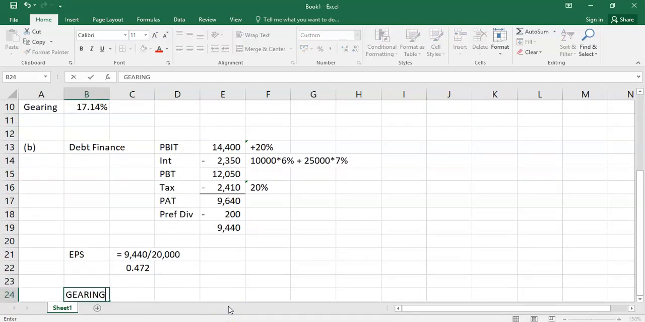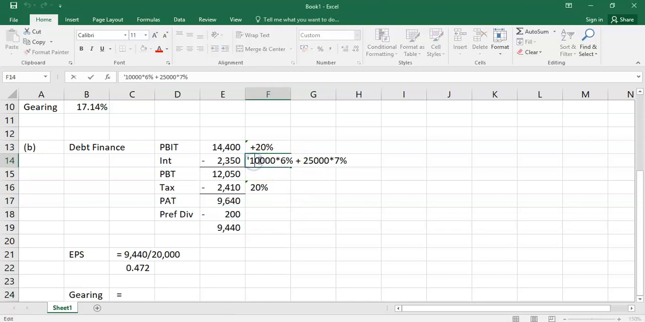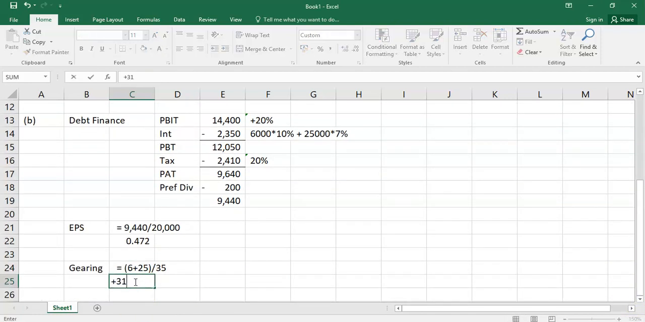Your gearing then, when you're taking on new debt, your gearing will be the existing debt, which is 10 million. Sorry, I mixed that up. That should be 6 million times 10%. So you still get the same answer, I just mixed them up. That is your 6 plus your 25 divided by 35. So it's 31 divided by 35, debt over equity. That's the formula the examiner has given you, so make sure you use the one they've given you.